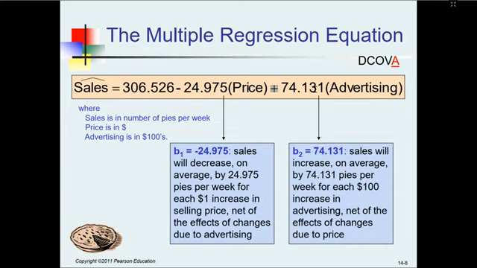So that's the meaning. When you increase advertising by 1 unit, sales is also likely to increase by 74.131 units. So that's the interpretation of the 74.131. That is the meaning. Okay. Or do you know the reason why you use the $100 here?